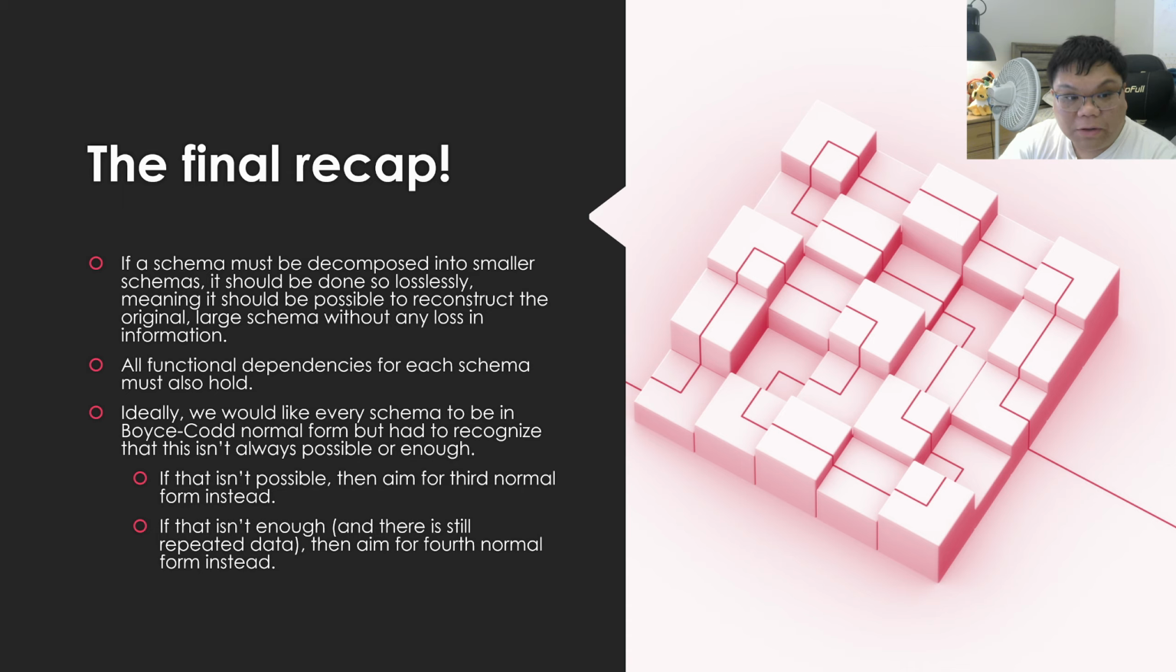Ideally, and number 3, ideally, you want every schema to be in Boyce Codd normal form. But that's not always easy, that's not always achievable. And even if it is achievable, it might not always be enough. If you can't get to Boyce Codd normal form, then go with 3rd normal form instead. If Boyce Codd normal form is not enough, then aim for 4th normal form.